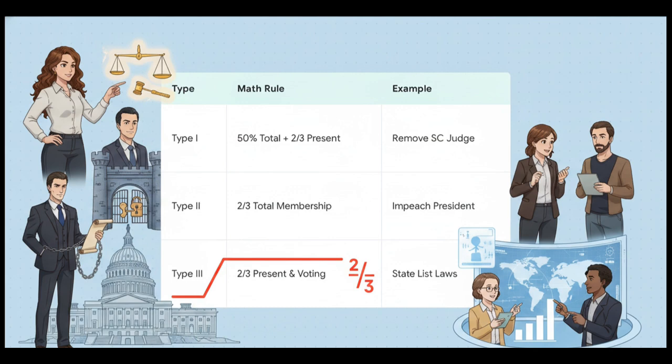It's a double lock. You use this bad boy for amending most of the Constitution and, yep, removing Supreme Court judges. Type 2. This is the absolute hardest single House rule. 2/3 of the total membership. It doesn't matter who's absent, you need 2/3 of the entire blueprint of the House to agree. This is reserved for the gravest action possible, impeaching the president.